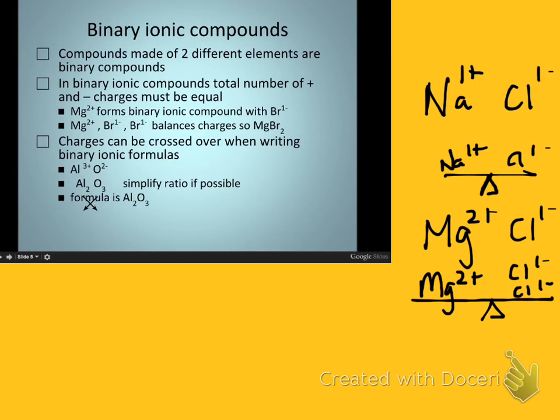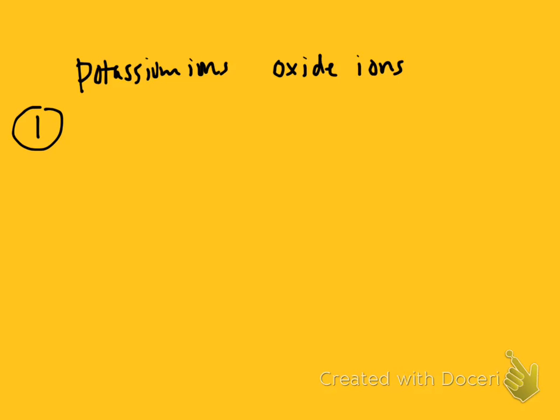I have a substance that is made up of potassium ions and oxide ions. How do I write a formula for that? We'll actually go to the next page because I want to make sure we have plenty of space. So I'm told I have a compound made of those things. Very first thing you want to do is write the ions.